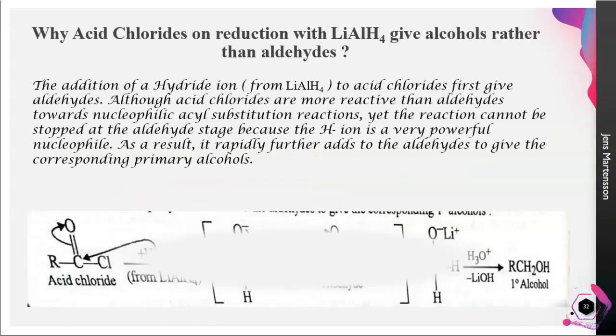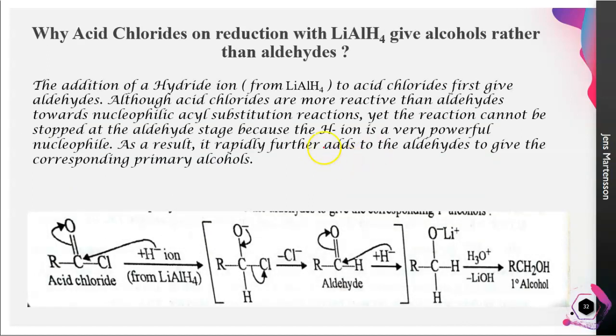You can see this is the mechanism that I have mentioned. What is happening? There is addition of hydride ion from your LiAlH4, and it will first give aldehyde, and you can see that these are the resonating structures. Your carbon, being more susceptible to attack by the hydride ion, which is acting as a nucleophile over here, will result in this particular product. Now the oxygen carrying the negative charge will donate its electron to this sigma bond, and chloride, being a good leaving group, will get removed from here, and this will result in the formation of aldehyde over here.